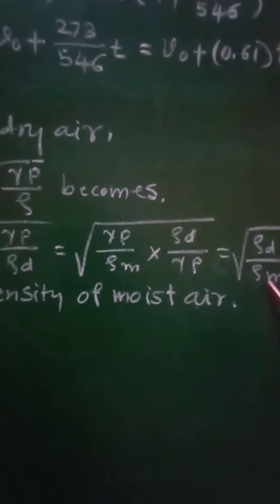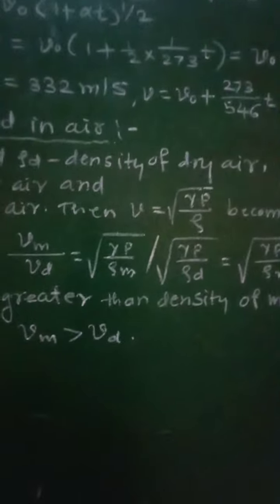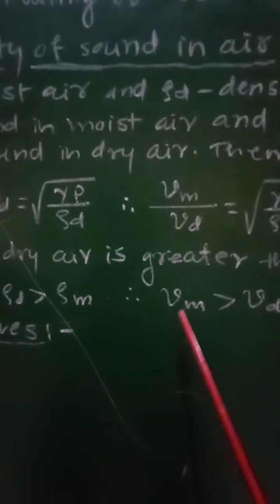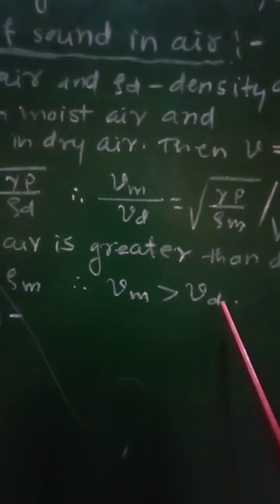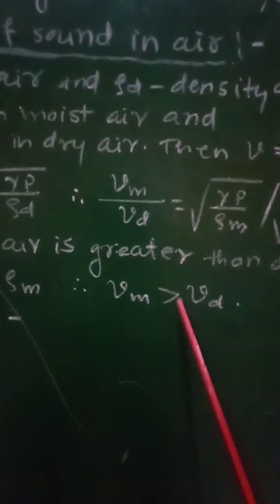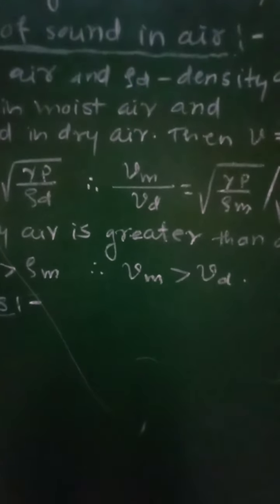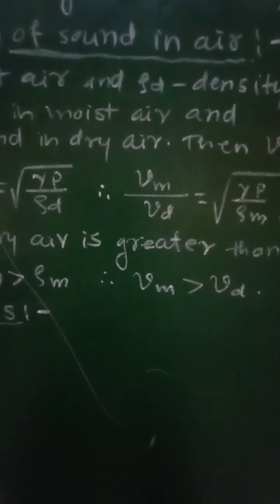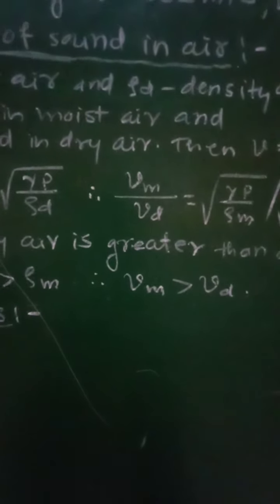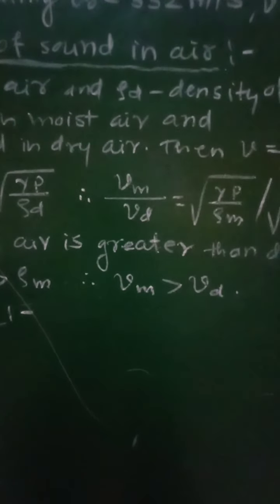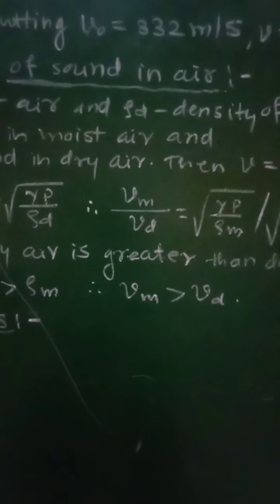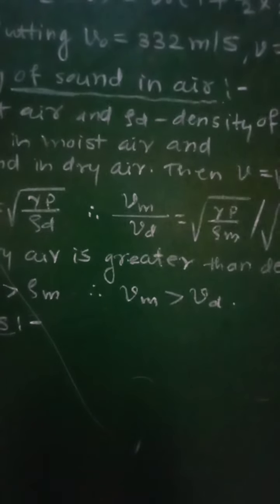As velocity and density are inversely proportional, and the density of dry air is greater than the density of moist air, the velocity in moist air must be greater than the velocity in dry air, that is phi m is greater than phi d. Therefore, the velocity of sound in moist air is greater than the velocity of sound in dry air. That means as the humidity or moistness of the air increases, the velocity of sound in that air increases. So this will be the effect of humidity or moistness.